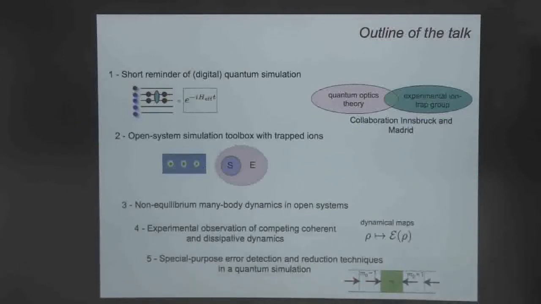And then in the second part, I would like to introduce you to a new kind of scenario where one can ask what new physics one could observe if one is able to engineer both Hamiltonian and dissipative dynamics in open many-body systems, and then show you some experimental results where we observed exactly the mentioned competing coherent and dissipative dynamics with a few trapped ions. Another point that I would like to address along my talk is that I think it's pretty important to develop new tools and techniques to detect and to reduce errors in quantum simulations.